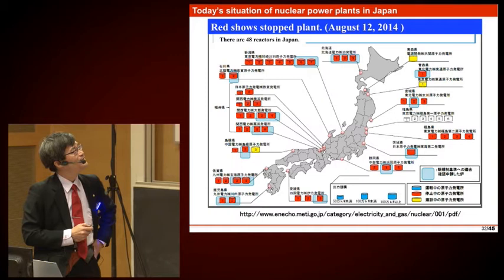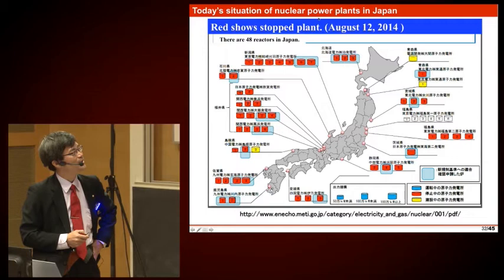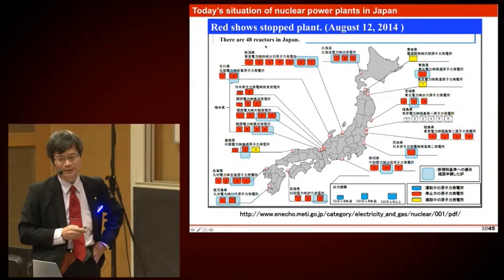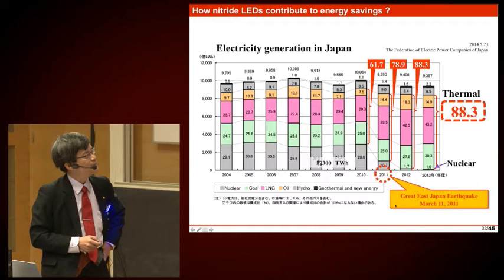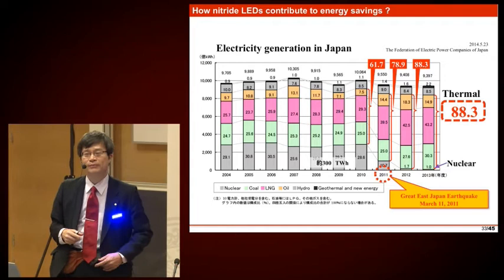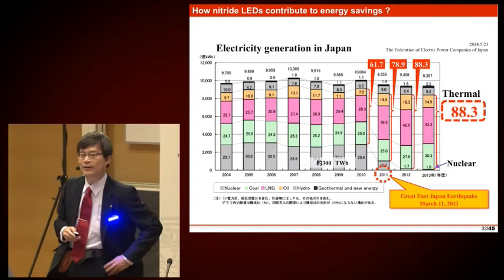This is today's situation of nuclear power plants in Japan. The LED shows whether a plant is stopped or in operation. There are 48 reactors in Japan, but all the reactors are stopped now. Before 2011, about 30% of electricity was supplied by nuclear power plants, but all of them are stopped now. So we have to find a way to make up this 30% of electricity.